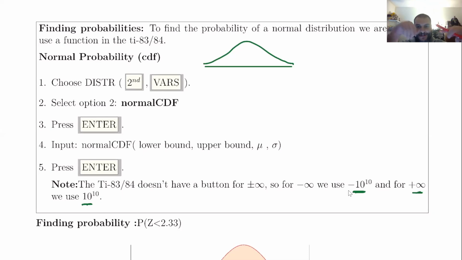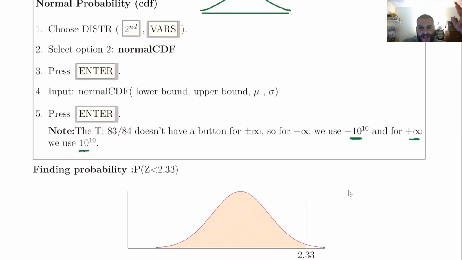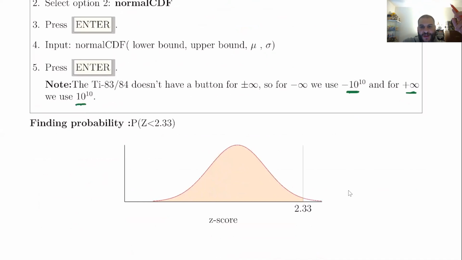So let's go ahead and do our first example. For this first example, I already drew it out for you. It says probability that z is less than 2.33. So we want to find the probability that z is less than 2.33. What you have to remember is that the middle is always 0, especially when you're dealing with z-scores. If you remember from last class meeting on Thursday, anytime we have a z value, that means our mu is 0 and our sigma is 1.